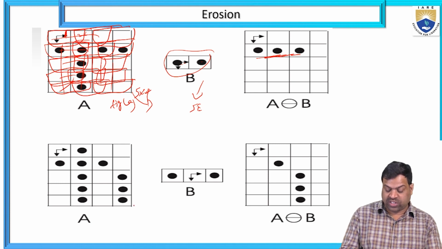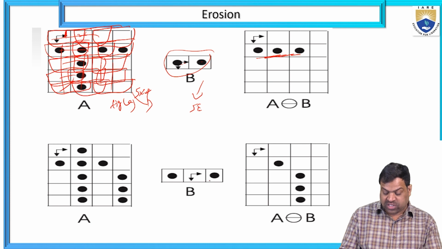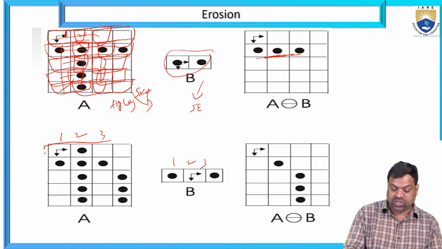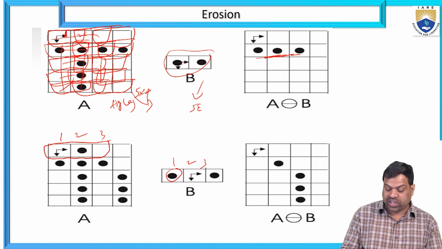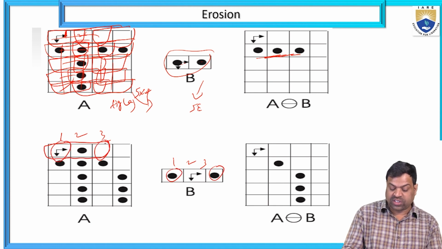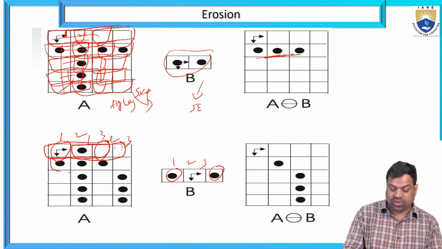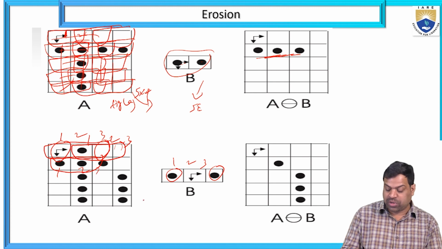Suppose here I'm taking another example. So how many dotted lines are there? These are the pixels. So here I'm taking the structuring element 1, 2, 3. We have to keep the structuring element here. So how many are there here? Here 1 and 3 are there. No, it is empty. Next, we have to keep here 1, 2, 3. 1, 3 is mapped? No, there is no mapping. Here I'm keeping 1, 2, 3. 1, 3 are mapped? Yes, 1, 3 is mapped. Next, I'm keeping 1, 2, 3. Is it mapped? No. Next, I'm keeping here 1, 2, 3. Is it mapped? Yes, it is mapped.